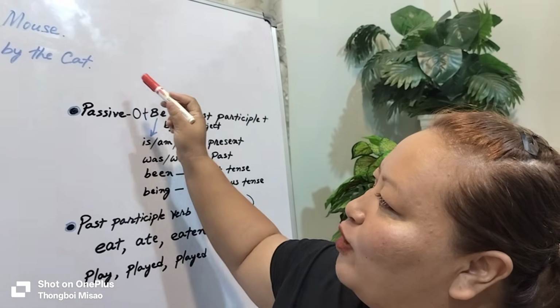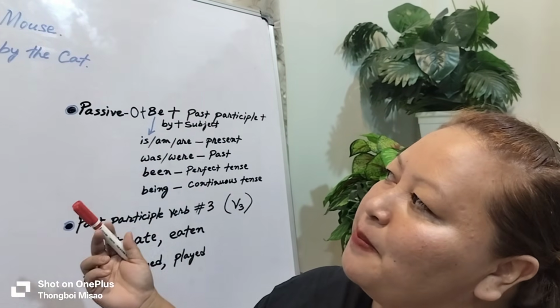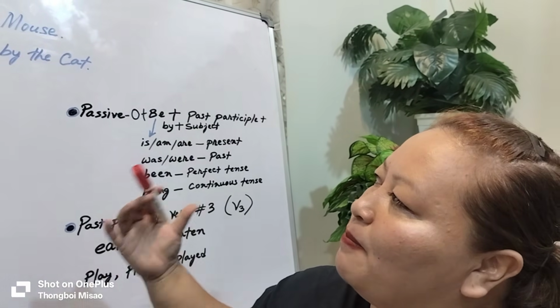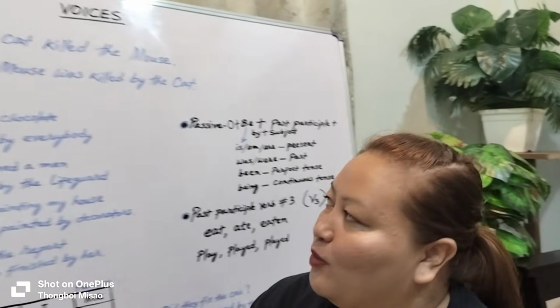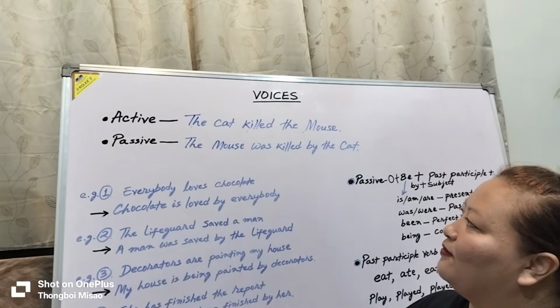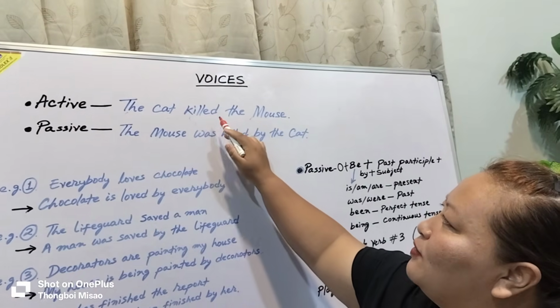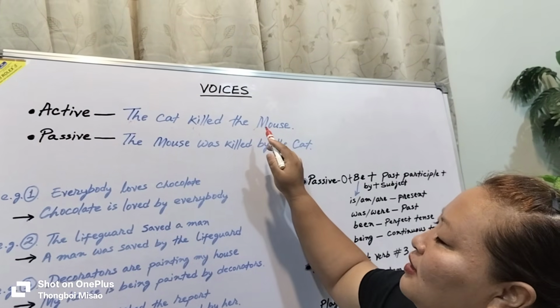Let me give an example of the active voice. The cat killed the mouse.